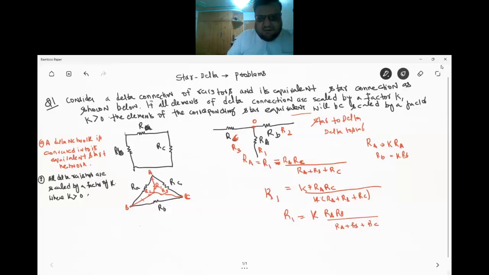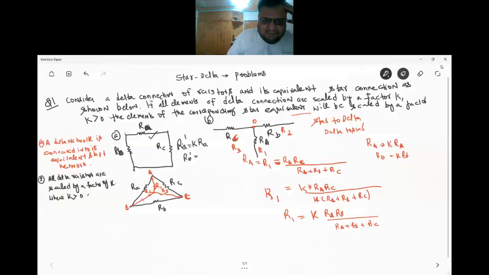So consider a delta connection of resistors and its equivalent star connection as shown below. Basically, this is a delta connection and these two figures have been given. Now what it says is that in the delta connection, RA is scaled by a factor of K. So RA dash becomes K times RA, RB dash becomes K times RB, whereas RC dash becomes K times RC.